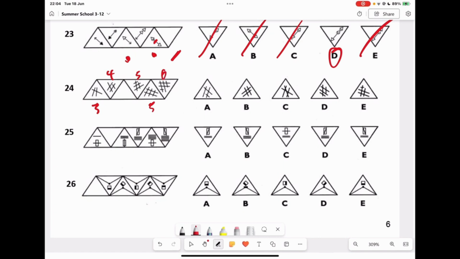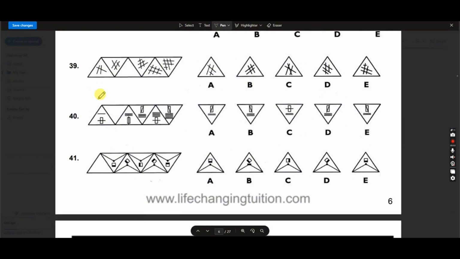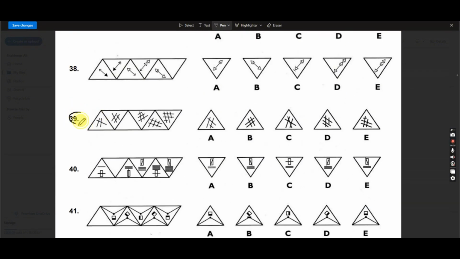So what we could assume here, because it's going 3, 4, and then 5, 5, and then 6, is that we would have 4 lines. So it would have been question 24, but is question 39 in your booklet.